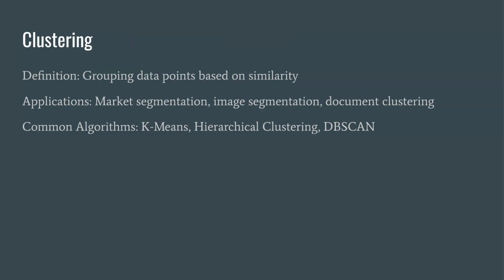Clustering. So clustering is the process of partitioning a set of data points into distinct groups based on their similarities. This is especially useful in applications like market segmentation, image segmentation, and document clustering. Common clustering algorithms include k-means, hierarchical clustering, and DBSCAN. And each of these algorithms has its own approach to grouping data points and can be selected based on the specific requirements of the task.